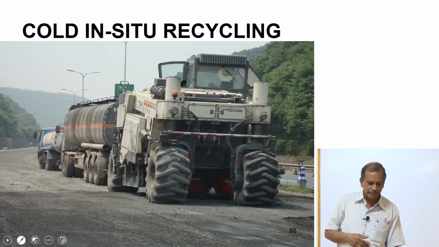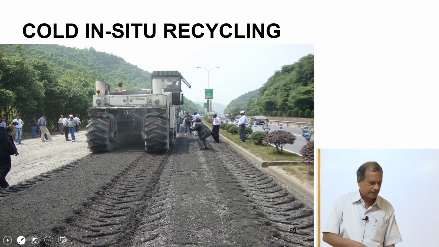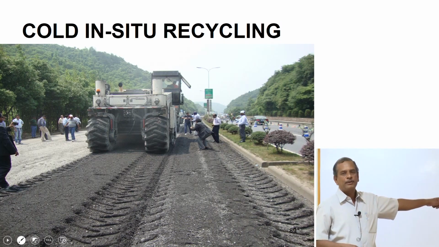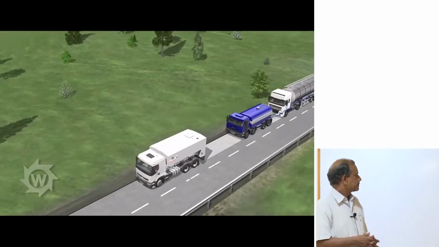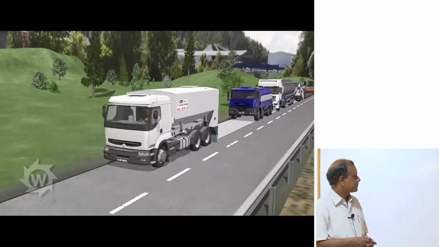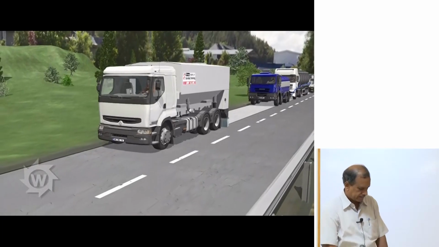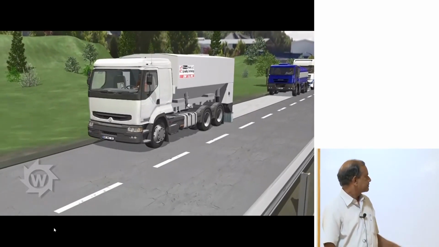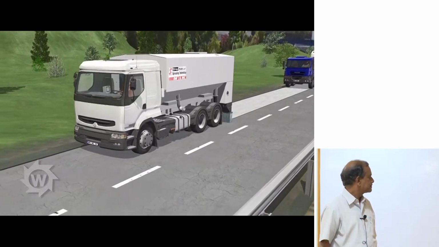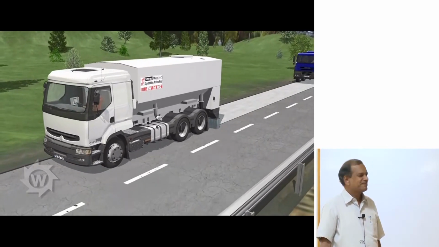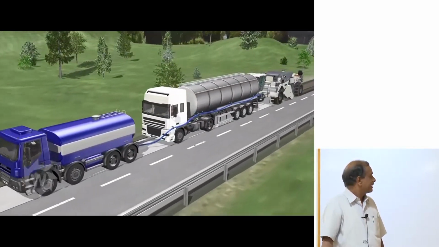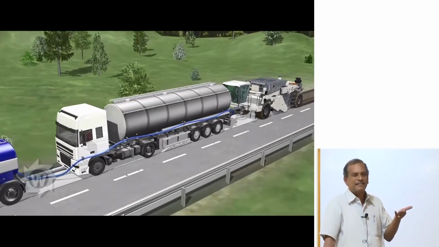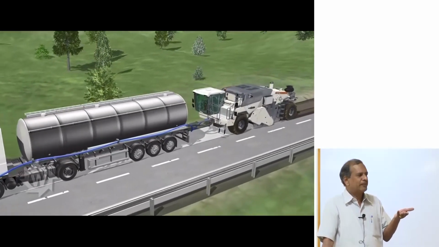In the case of cold recycling, this is how the material looks like. I can use that as one of the excellent binder coats. I can reduce the thickness of the bituminous layers. What I try to do is I add cement to the layer to increase the stiffness.